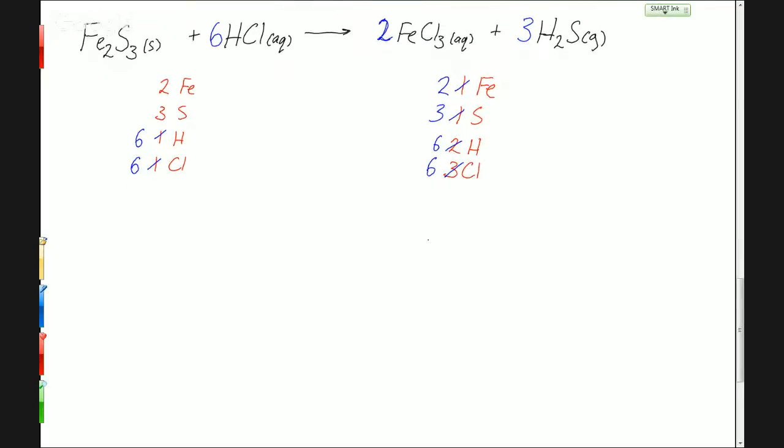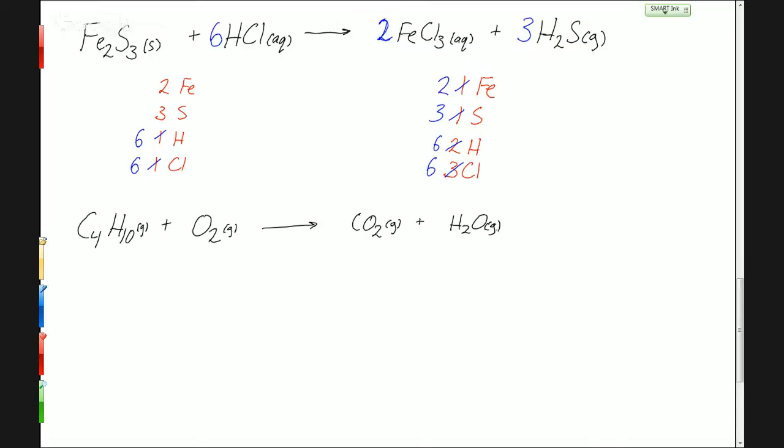All right, you try one. This is a molecule called butane, C4H10. It's a hydrocarbon. It's volatile. It's what's in lighters, the fuel in lighters. When butane burns, it reacts with oxygen. So this is butane gas and oxygen gas, and it forms carbon dioxide gas and water vapor. All right.